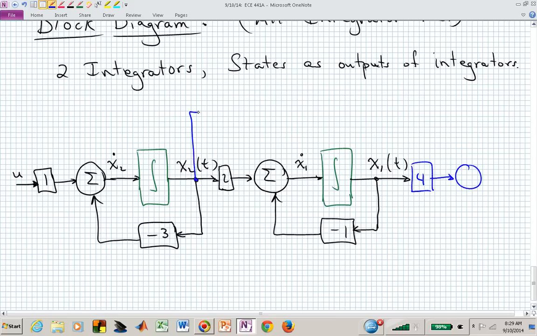And now we simply go here and we say, oh, we take 4 x1s and we combine that with, am I doing the right scalings, and 5 x2s. Which produces y of t. Questions on that all integrator block diagram? And that's an analog computer.